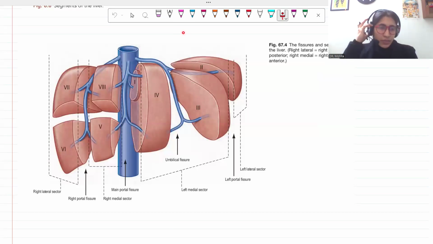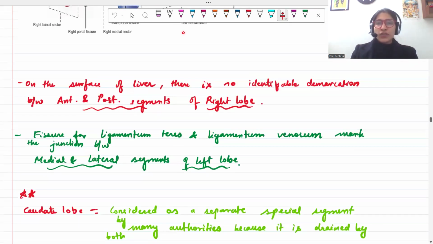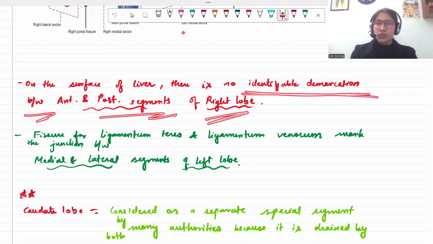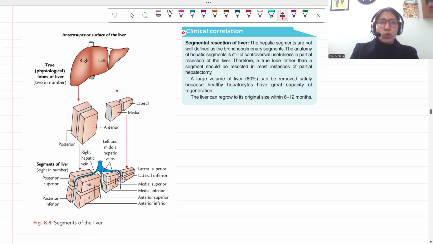Okay, let's move forward. So, on the surface of liver, there is no identifiable demarcation between anterior and posterior segments of the right lobe. तो हमें नहीं पता कि right lobe को anterior और posterior में कैसे divide किया है. बाहर से कोई demarcation नहीं है. But for the left lobe जो इसको medial और lateral में divide किया है, इसकी demarcation है.